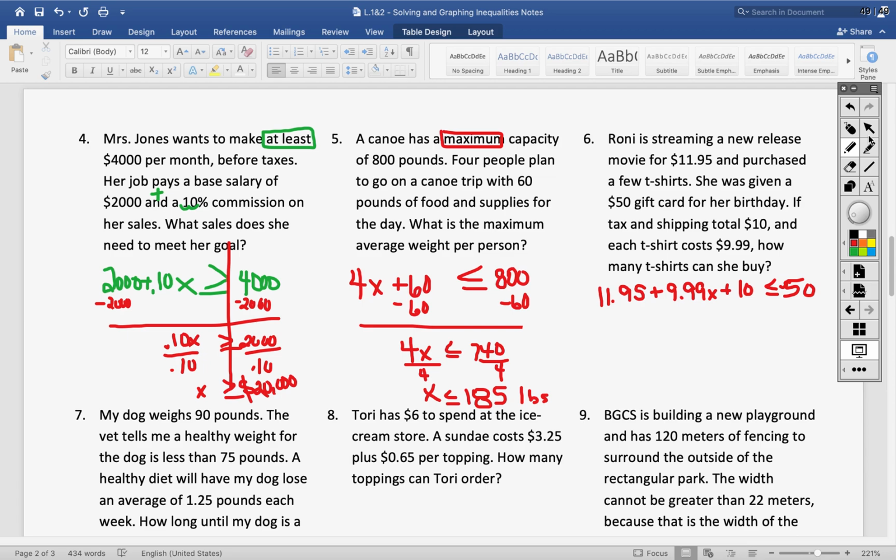So we're going to distribute, combine like terms, and move our variables to the left. We are going to combine this and this, which gives us $21.95 plus $9.99x is less than or equal to 50. Then we subtract $21.95.